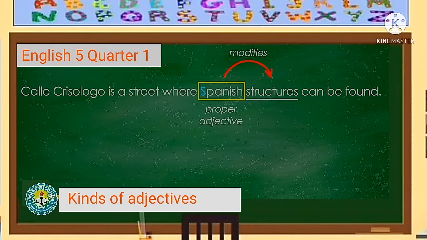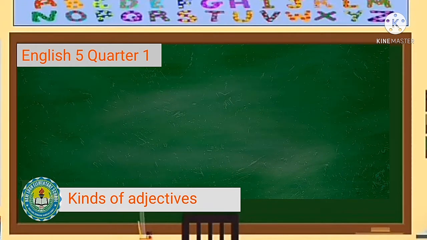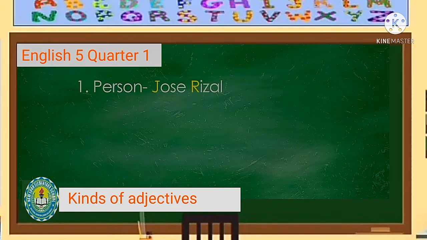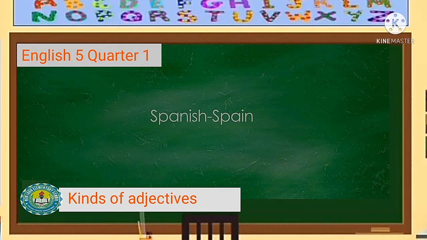A proper adjective is an adjective formed from a proper noun. Let's review what a proper noun is. A proper noun is a name of a particular person, place, or thing. It always begins with a capital letter. In the case of the proper adjective, Spanish, it derives from the proper noun Spain.